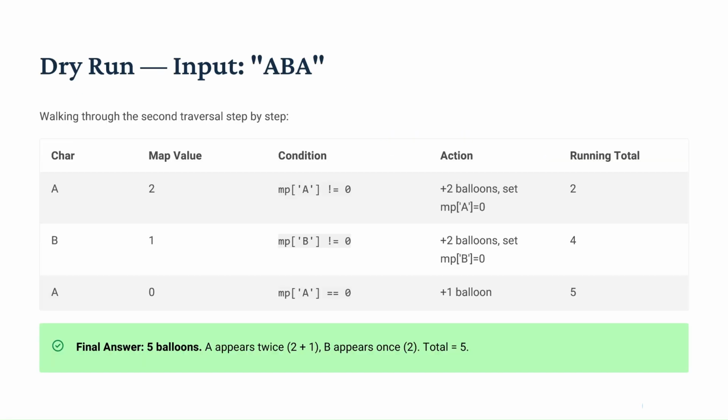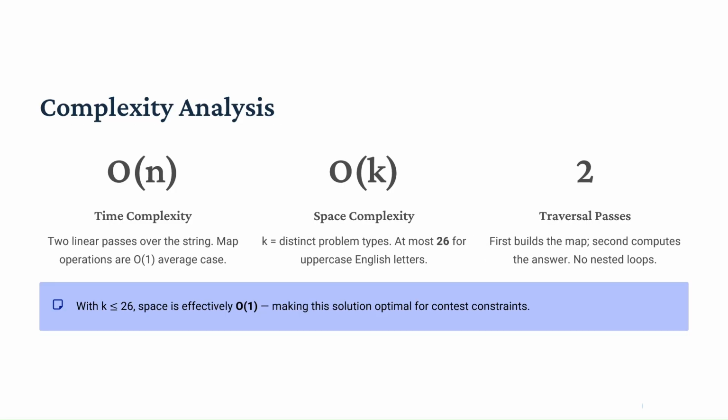Now let's dry run the string A, B, A. First A. Since A is new, the total becomes 2. Now B. Since B is also new, the total becomes 4. Now A. Since we are encountering A for the second time, the number of balloons we get for this second occurrence of A is 1. So our total becomes 5. Therefore, the final answer is 5 balloons, which matches our expected result.